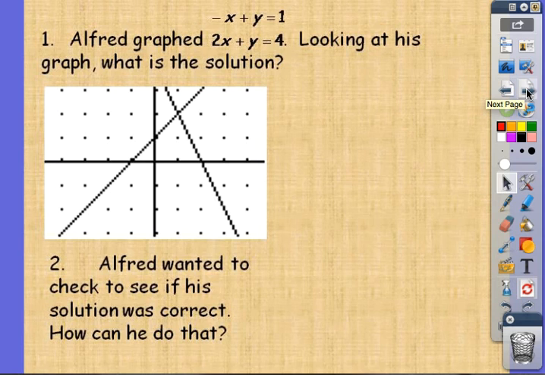Now, I know this name is different than the name that's on your lesson sheet. Your lesson sheet says Quaid. So however you want to read it. Alfred graphed these two equations, meaning he graphed this system of equations. Looking at his graph, what is the solution? So what do you think? If you were to look at that, you may not understand what a solution is, but take a shot at what you think the solution might be looking just at the graph.